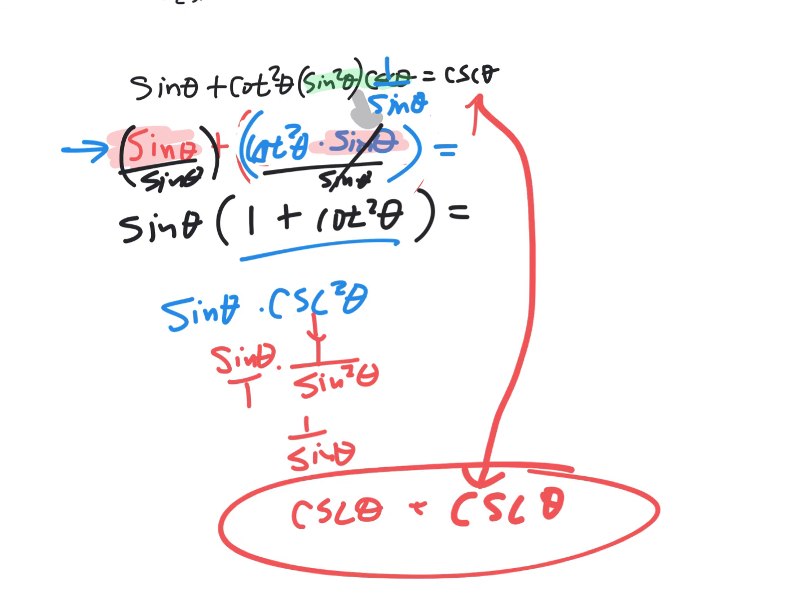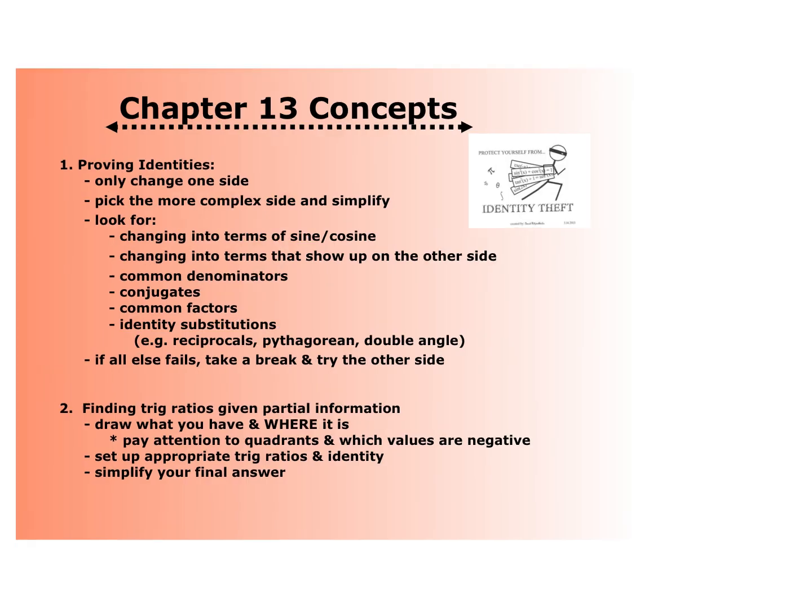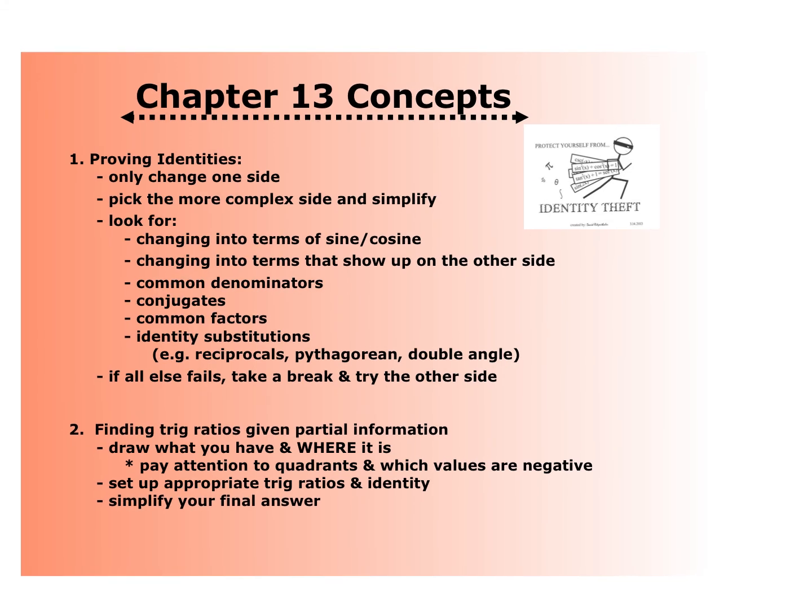So, that's a bunch of problems. Is it everything? No. These are all the concepts. It's a concept list. You've got to know how to do conjugates. Let me just go through that list with you because these are all important to do. We did conjugates. That's like 1 plus sine goes with 1 minus sine. You've got to be able to factor things out. We just did that. Changing into terms of sine and cosine. We talked about that and did it.